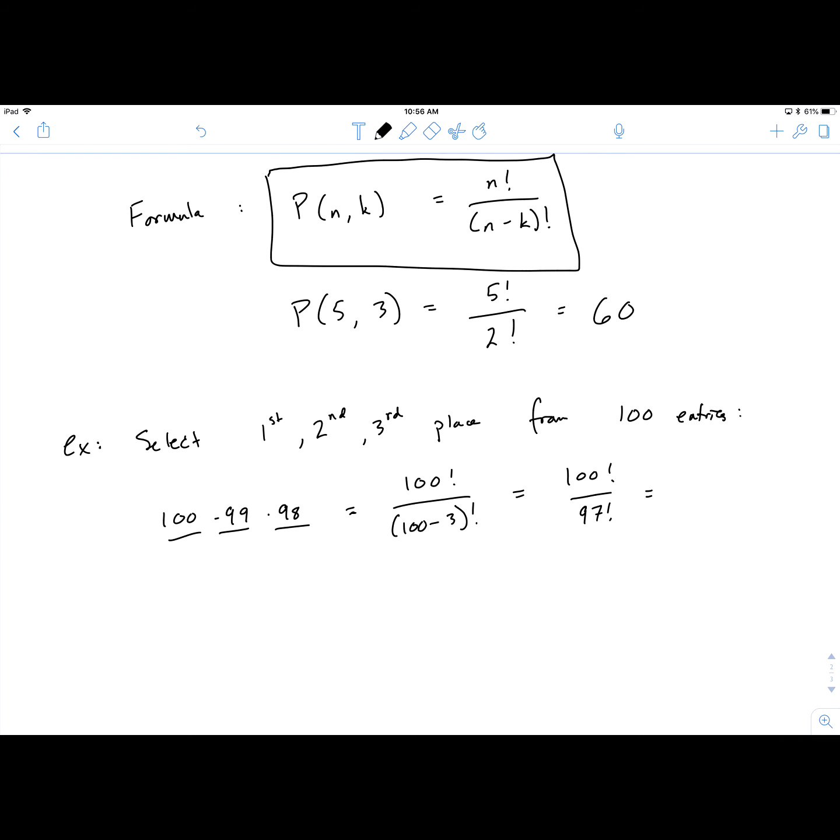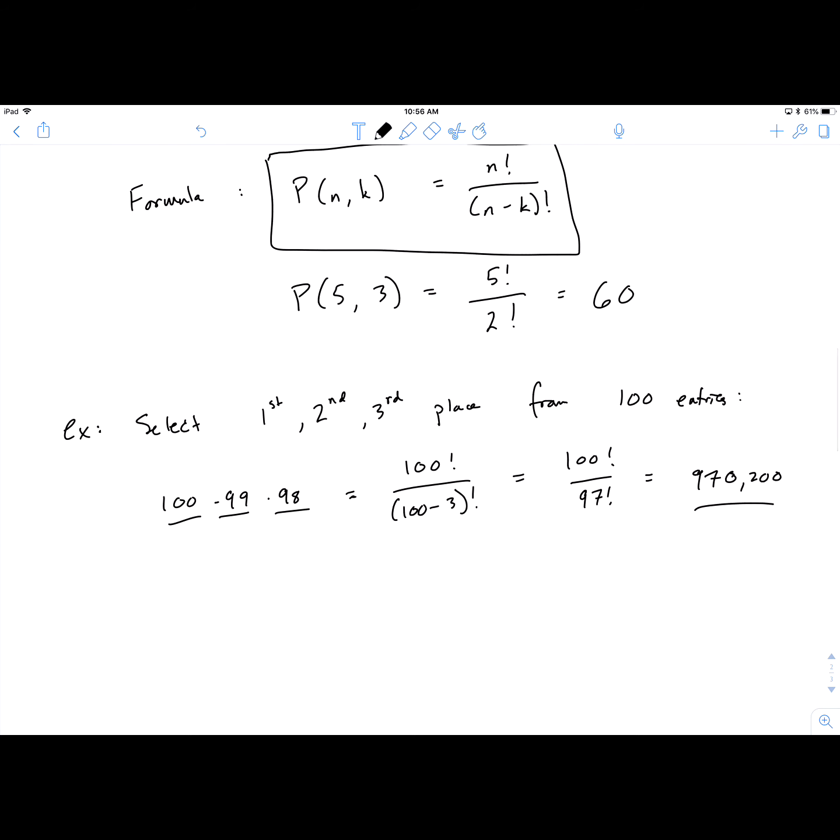Either way you do it, it works out to 970,200. So a fairly large number, but that's not the important part. Whichever way is easier for you to do on the calculator, as long as you can calculate it in one of these 2 ways, you're good to go. But that's a simple permutation problem.